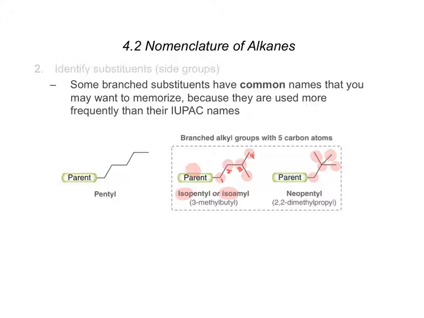So basically, you're finding the longest chain, right? Even if I had gone down this way and called this 4, this methyl group is still at the 3 position regardless of which branch I take. So I'm starting at the carbon nearest the parent with 1, and I'm numbering until I get to the end of the line, the longest chain.